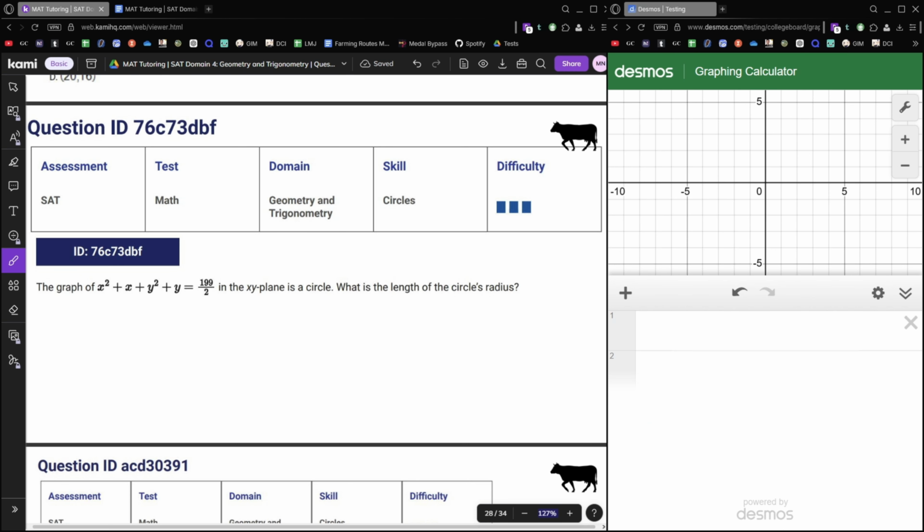Slide number 28. We're given an equation of a circle, but this time they want us to find the length of the radius.